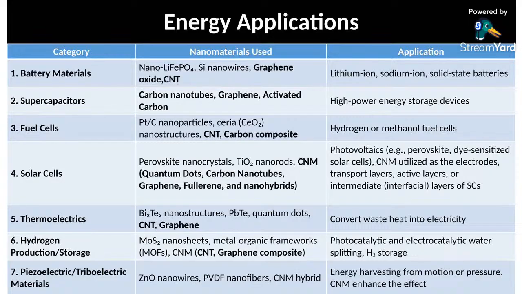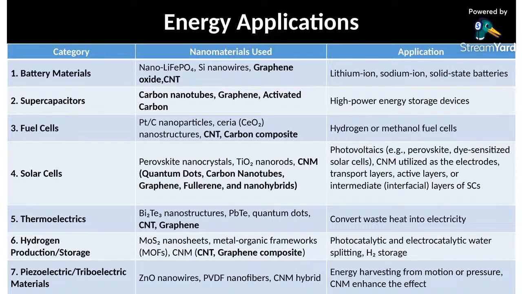Then fuel cells. A fuel cell is a cell where we use hydrogen and oxygen and create energy from them. So there are hydrogen-based fuel cells and methane-based fuel cells, and fuel cells are a non-commercial energy source. They are pollution-free energy. Carbon nanomaterials, mostly CNT or carbon nanocomposites, are used as anodic material in these fuel cells.